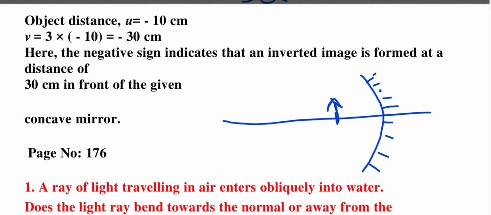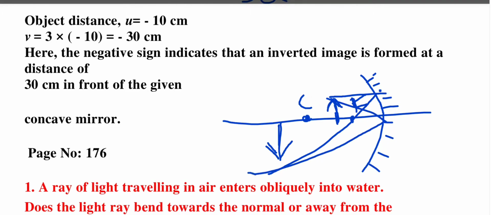To get the image enlarged, where do you have to place the object? The object should be placed between the center of curvature and the focus. To get an enlarged image, you place the object between the center of curvature and focus. They said it is 3 times enlarged, so it may form behind the center of curvature. You know the ray diagram: one ray passes through the focus and one more ray you take obliquely. Exactly at this point the image will form. So this is the case they have given.